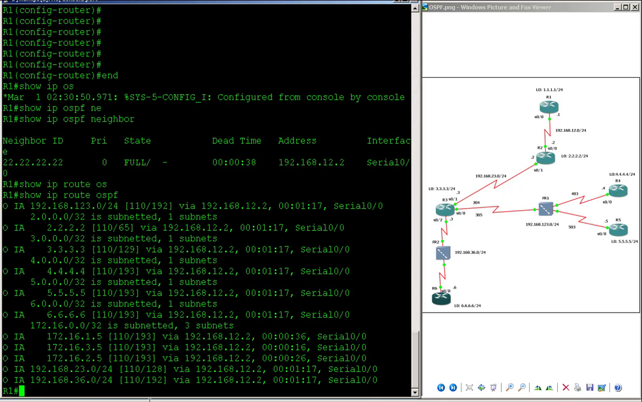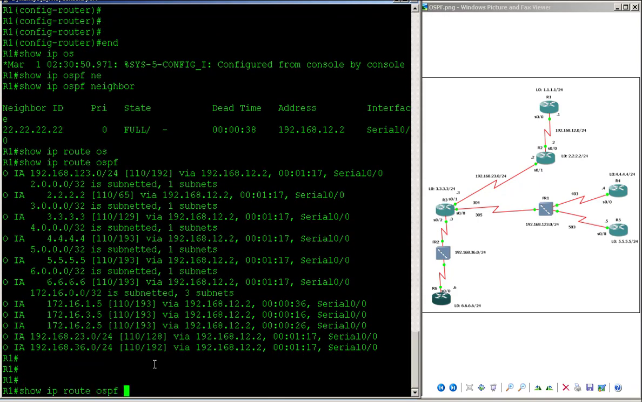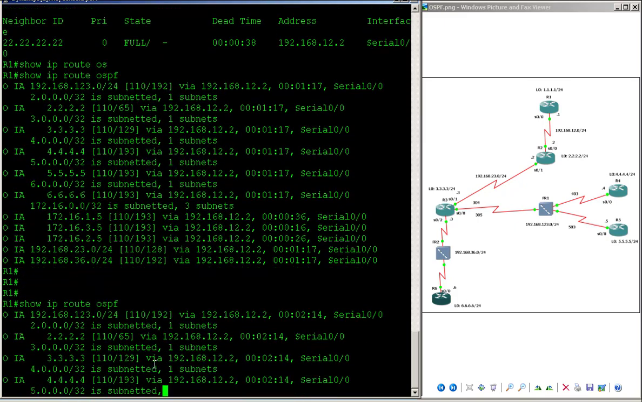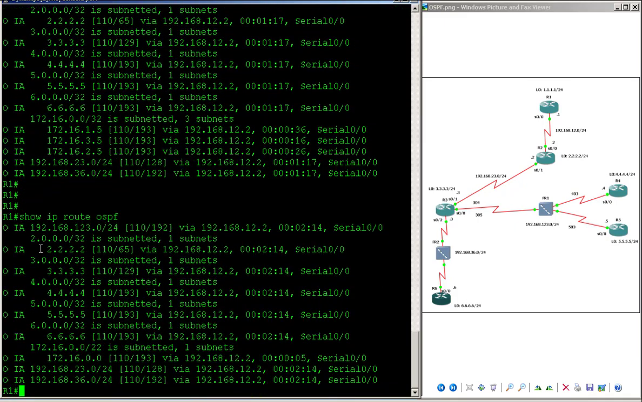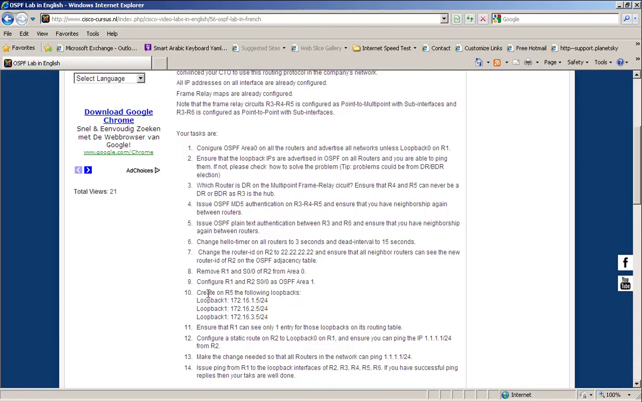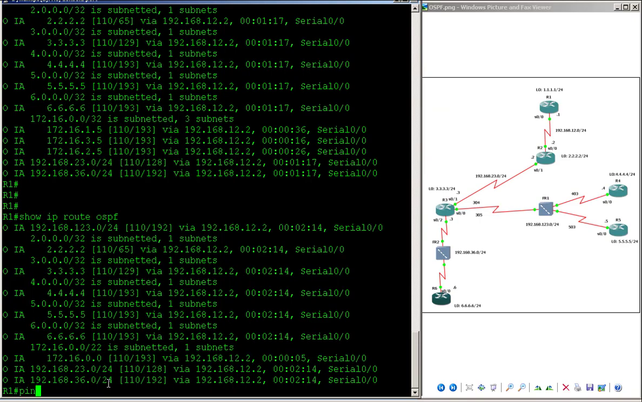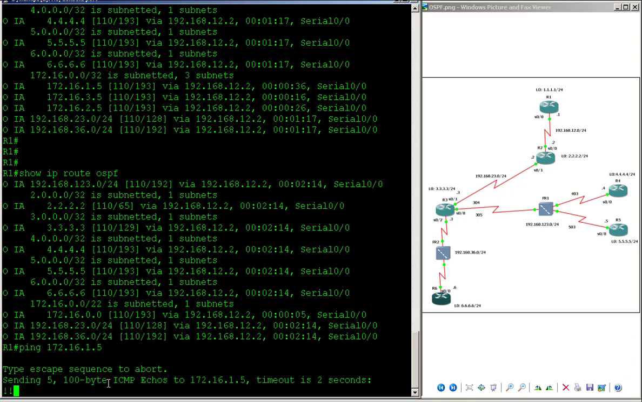Now if I go to router 1 and do show IP route OSPF again, we can see that we have only one entry now, which is the one we just entered, /22. Okay, so we go to the next step. Of course, to show you that I can now ping any of these interfaces, what we have .1.5, you see here I have a reply.